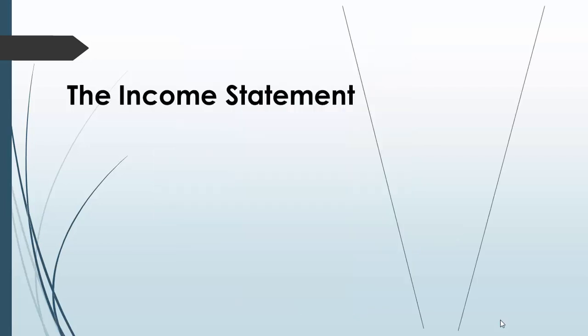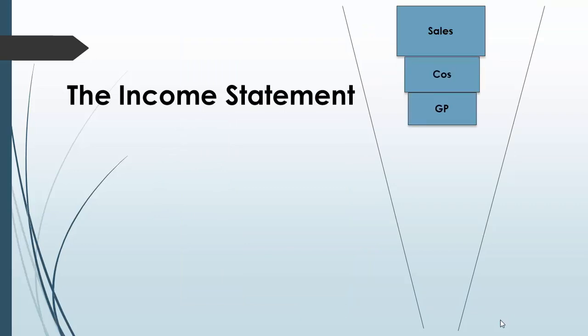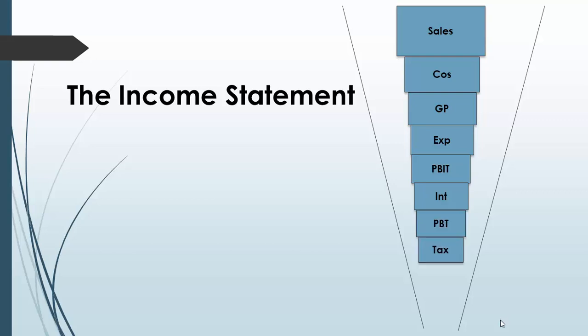So your income statement starts off with your sales. Then you take off your cost of sales and you're left with your gross profit. You take off your expenses and you're left with your profit before interest and tax. You take off your interest and you're left with profit before tax. You take off your tax and you're left with profit after tax. Then if you pay dividends, that little bit is what you're left with, your retained earnings. So always think of this like a funnel that gets smaller and smaller and smaller as you get along.